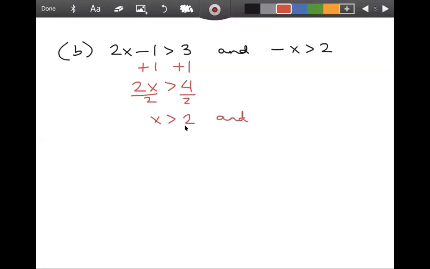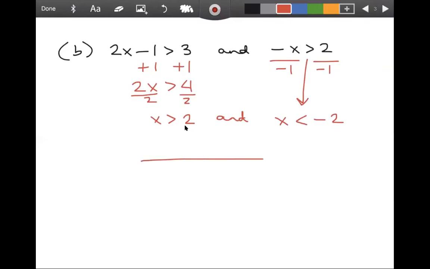And at the same time, the opposite of x has to be greater than 2. So with this one, you want to be careful. We'll divide both sides by -1. And because I'm dividing by a negative, that reverses the inequality symbol. All right, so we're looking for all those x's that are both greater than 2 and less than -2.